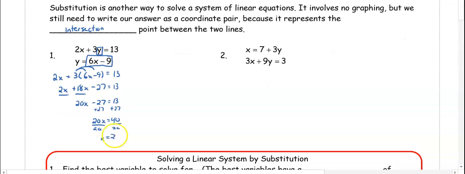Now, we're not done with this problem yet because we need to know the value of the other variable. So we are going to take this 2, and we can substitute either in the first or second equation. So because y is by itself, I'm going to substitute in the second equation and make my work a little easier. So y equals 6 times 2 minus 9. 6 times 2 is 12. 12 minus 9 will get us 3. So our point is (2, 3).